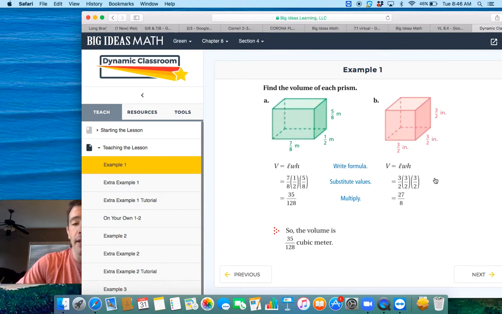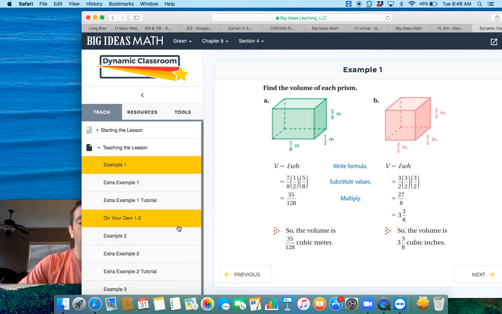and we should get 27 over 8. Once again, this is an improper fraction. We want them as mixed numbers, so 8 goes into 27 3 times. We're at 24, and we have 3 more left over out of 8. So the volume is 3 3/8 cubic inches.